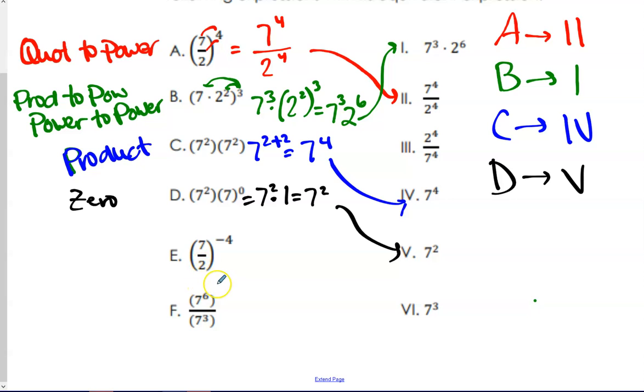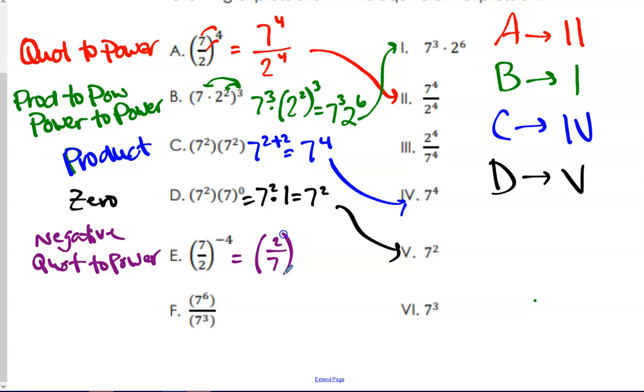All right, E, I see a fraction, and I see a negative exponent. I also see a quotient to a power, so I see a fraction with different bases raised to a single exponent. So I'm going to deal with my negative first. The whole thing being raised to a negative means that the entire fraction is in the wrong spot, so I'm going to flip it over. So 2 should be in my numerator, 7 should be in my denominator.